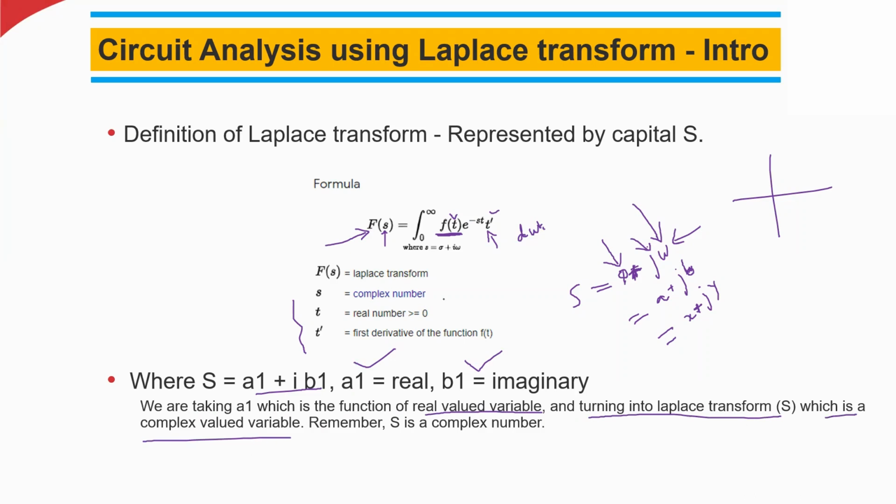So for example, if you have only 5 volts, that is the real part. But when we convert into the Laplace transform, we are also adding this j omega. This is the imaginary part, which is with respect to frequency. Remember, s is a complex number. So this is the standard definition of Laplace transform. Try to remember.